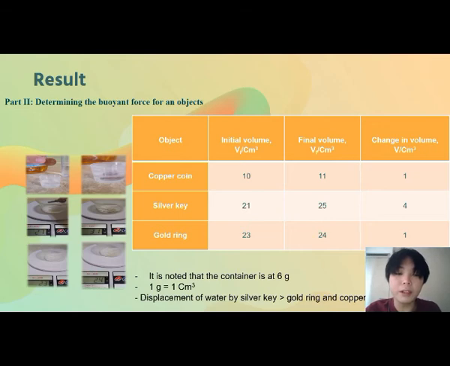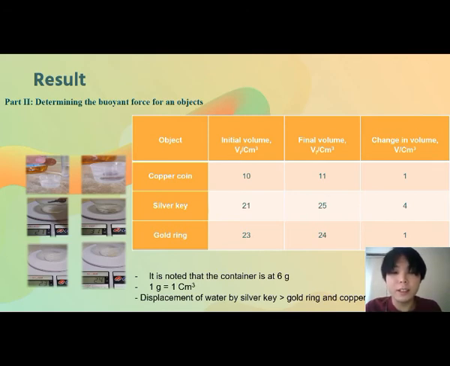There are 3 objects that have been categorized, which are the copper, silver, and gold. For these 3 objects, we have to find the buoyant force. So we have to find the water displaced by the object when you put it inside the water. For the first, the copper coin, initially the volume is 10 cm cube without the copper coin. After we put in the copper coin, the final result is 11 cm cube. So the change in volume is 1 cm cube. Hence, 1 cm cube of water has been displaced.